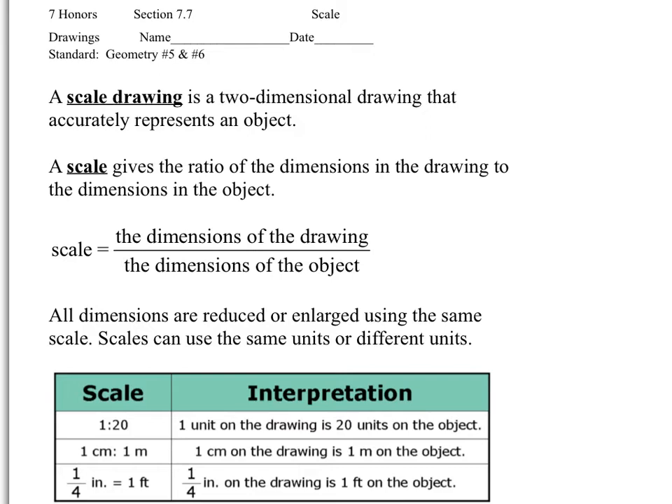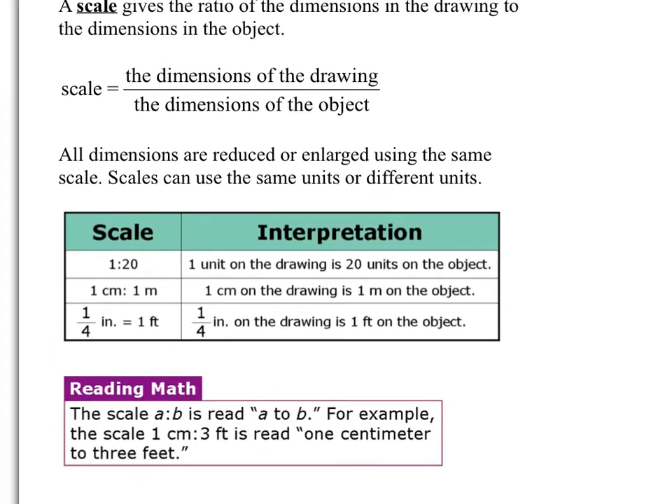Okay, so to find the scale, you take the dimensions in the drawing in the numerator, and the dimensions of the actual object in real life are going to go in the denominator. Okay, so all dimensions are reduced or enlarged using the same scale. Scales can be used with same units or different units. So 1 to 20 means 1 unit on the drawing is 20 units on the object. That means if it doesn't have any units, that means that is in the same units, okay?